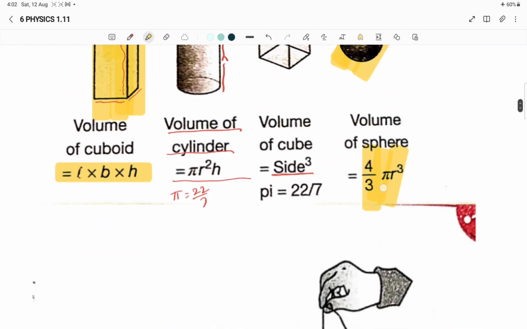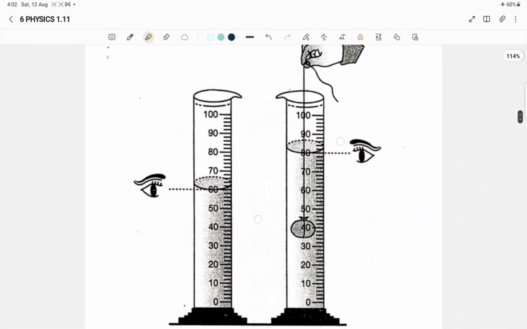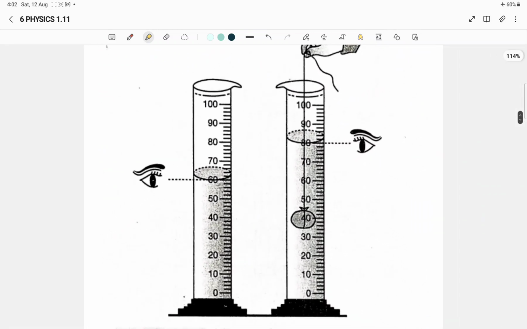See here, this is the diagram. This is the measuring jar. The measuring jar has some units, all in milliliters. In this measuring jar, we have to take water. Before putting in the stone, we have to find the reading, that is, how much the water level is.